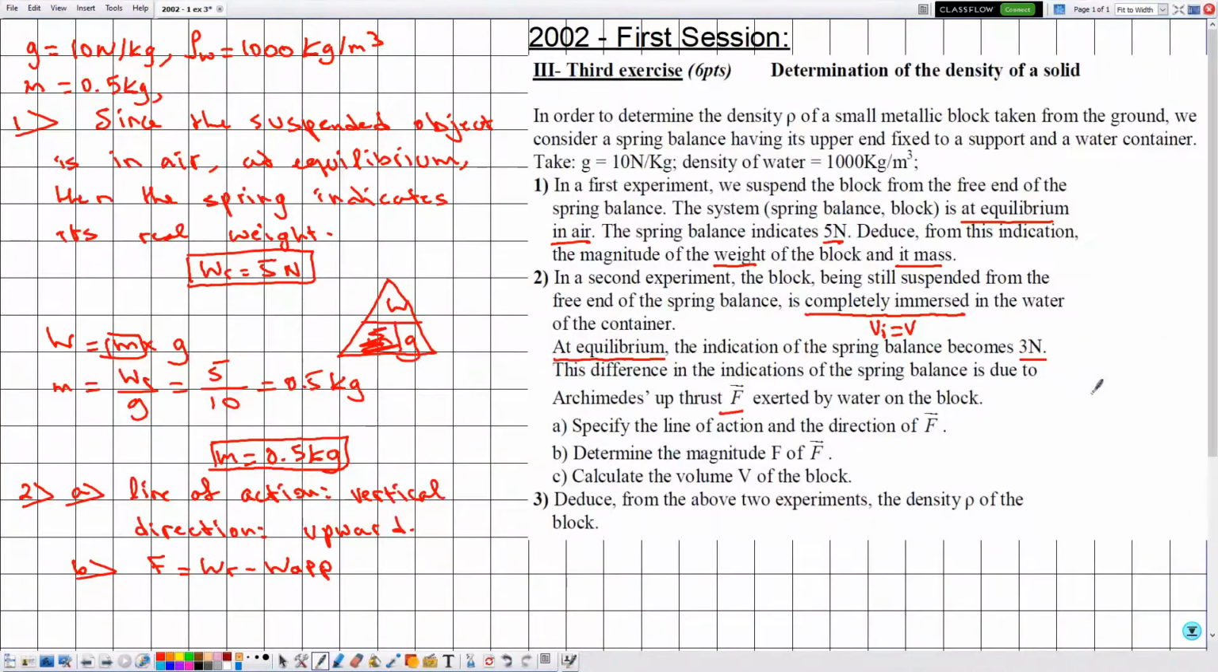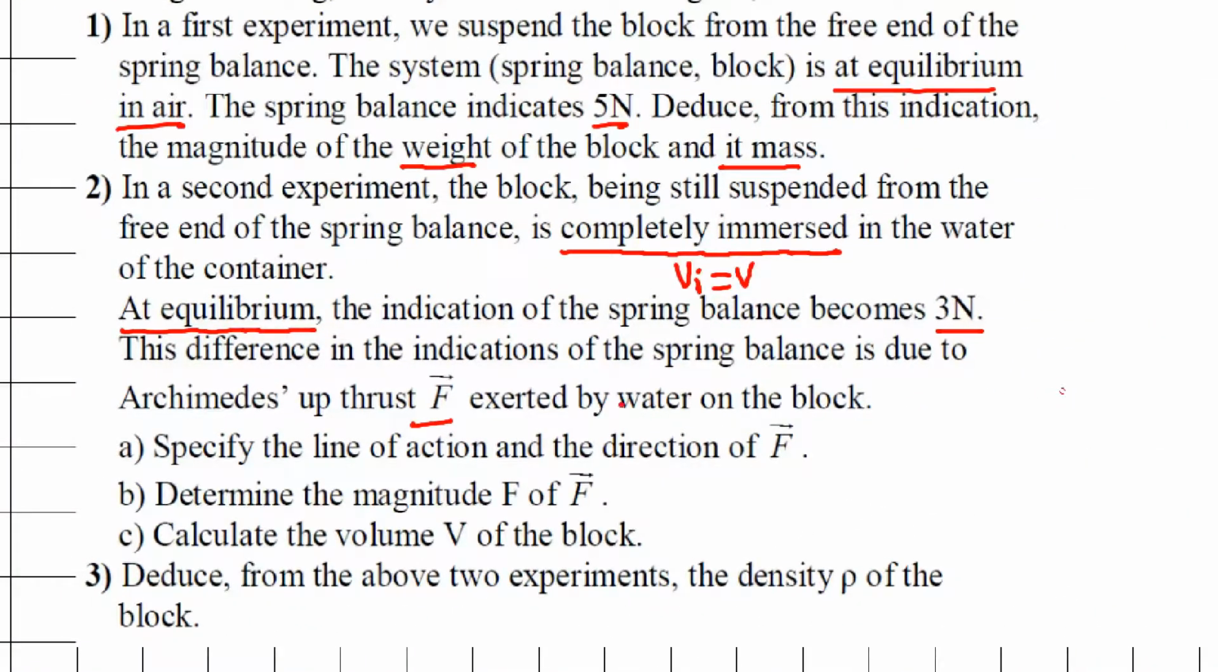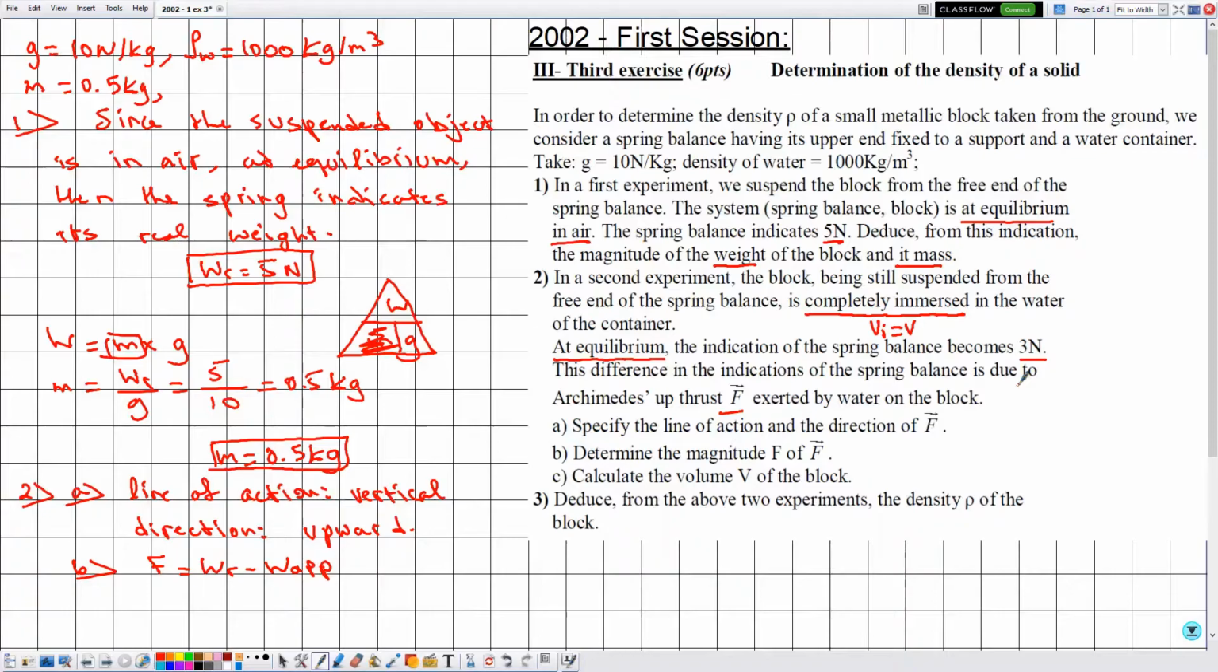And here, because the solid S being at equilibrium in water, what does this indication represent? Always the spring balance measures the weight, and in this case it is the apparent weight, because the metallic block is inside a liquid, which is the water. So here first let's justify that the apparent weight is given by this reading.